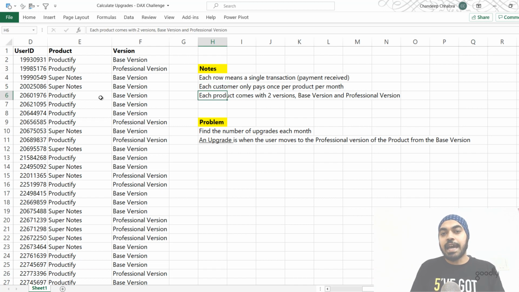Each product can have two versions. It can have the basic version of the product or the professional version of the product, and the customer can choose to be on either one of them. All right, here is the problem that you have to solve. Now, you have to find the number of upgrades that happen every single month.